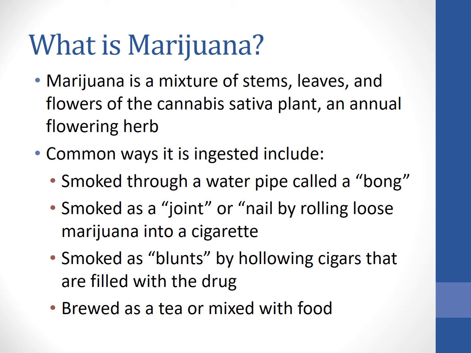Marijuana is a combination of stems, leaves, and flowers of an annual flowering herb. Some common ways it is ingested include smoking through a water pipe called a bong, smoked as a joint or nail by rolling loose marijuana into a cigarette, smoked as blunts by hollowing cigars and filling with the drug, and brewed as a tea or mixed with food.